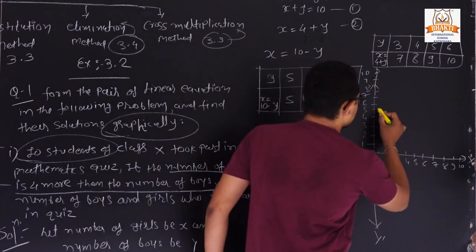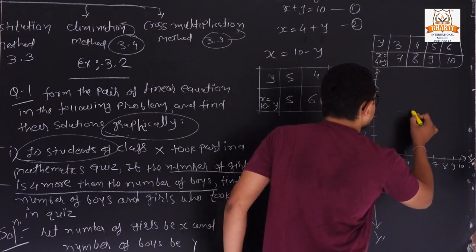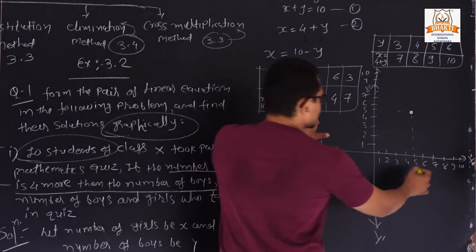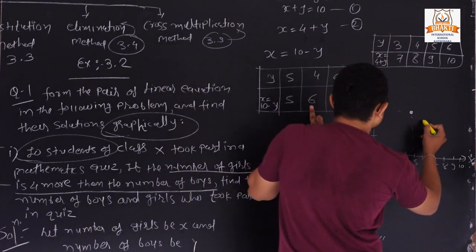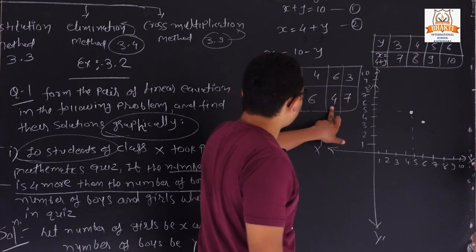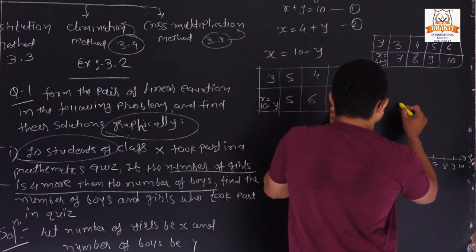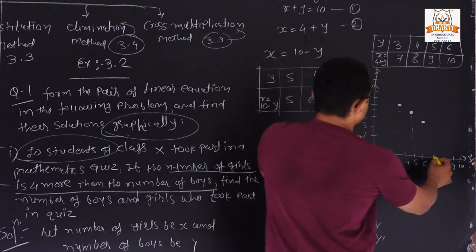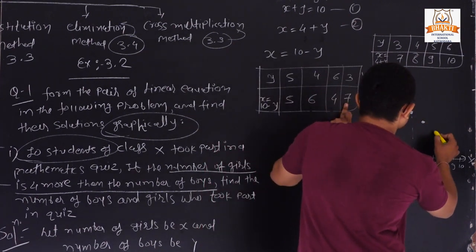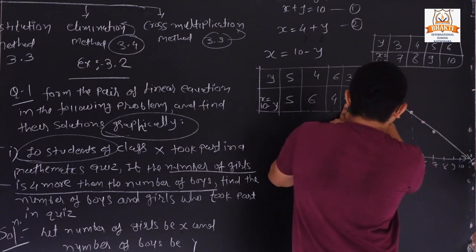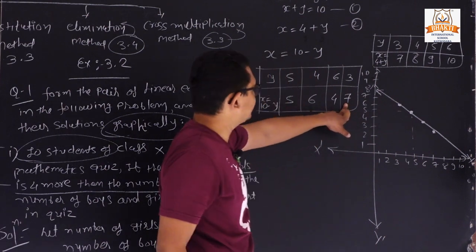5, so both are 5, 5, so it is here. Then 6 and 4, so it is here. Then 4 and 6, so it is here. Then 7 and 3, so it is here. So we have a line like that. Clear? We have a line like that.